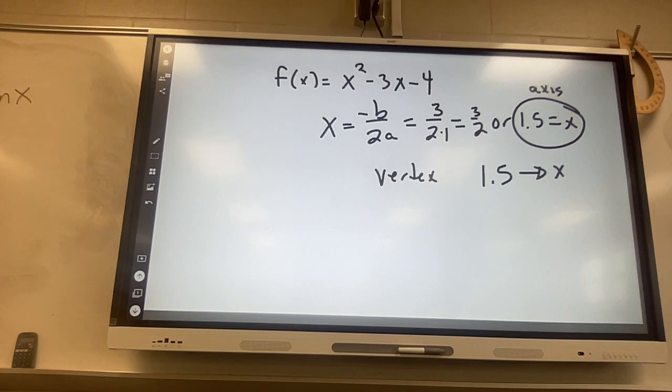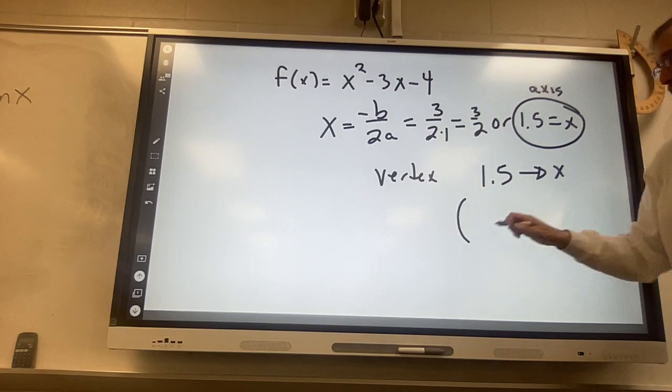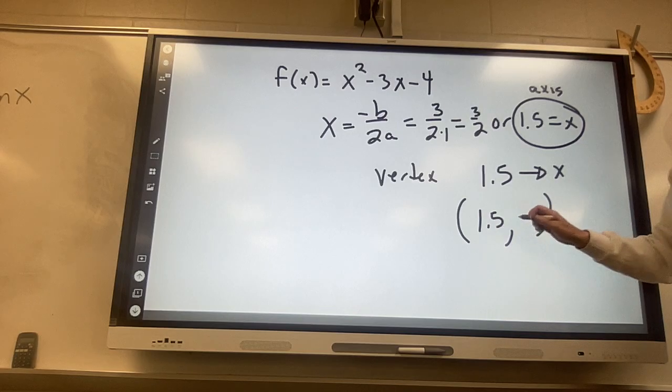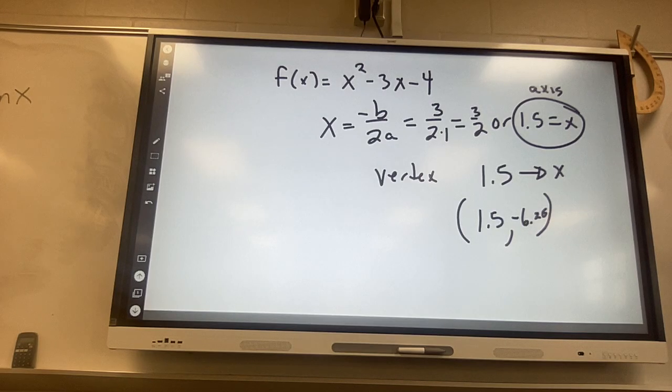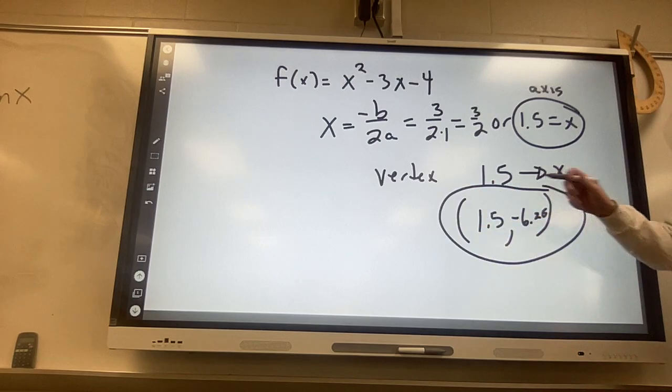1.5 storage in X, and then go x squared minus 3x minus 4, and I would appreciate if you would shout out what it is. Negative 6.25. Cool. Axis of symmetry. That in a moment is going to be our straight up and down line. All right. Our vertex is going to be our highest or lowest point.